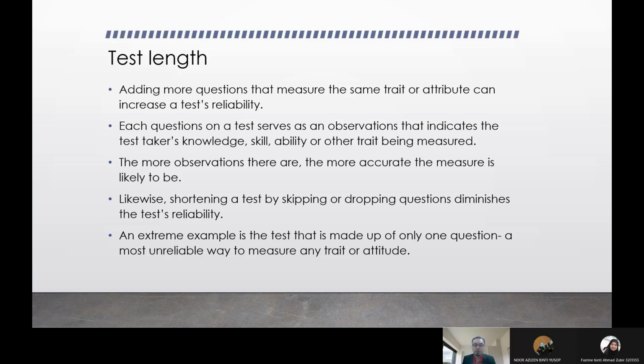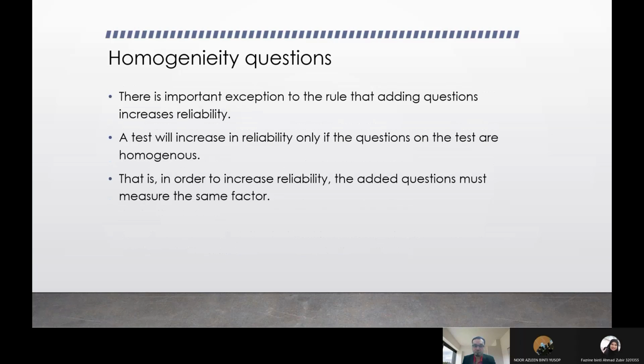important factor. So likewise, shortening a test by skipping or dropping questions diminishes the test reliability. So tak bolehlah simply nak diminish ataupun nak reject soalan tu without any proper test, proper explanation ke ataupun consideration. So an extreme example is a test that is made up of only one question, a most unreliable way to measure any trait or attribute. So jaranglah kita nak jumpa research question tu tinggal ada satu je kan. So at least paling kurang pun 5.